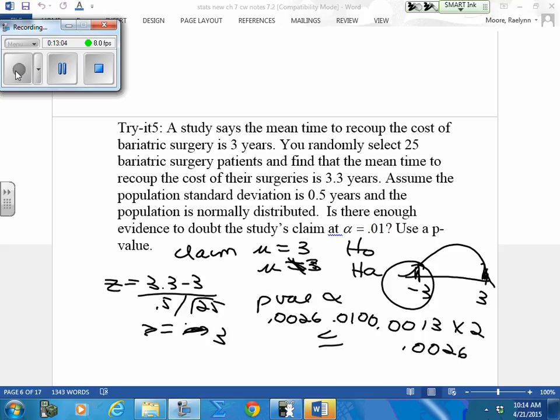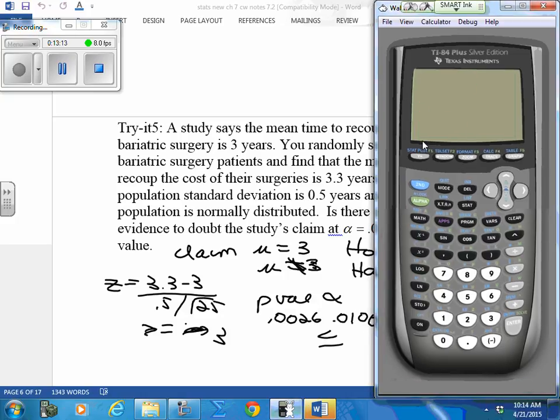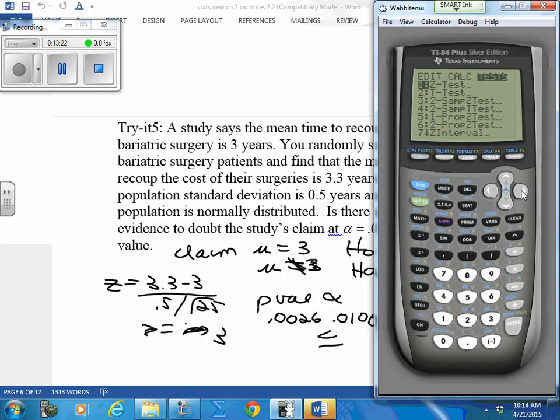Did you try it on your calculator? No, trust it. Can you do it? Oh, it's so much nicer. Watch. It's the first one there. Hit stat. Go to test. It's the first one. You're testing your claim with a z-score. Plug them all in. Your mean was 3. Your standard deviation was 0.5. Your sample mean was 3.3. Your n is 25. You're still a not equal.